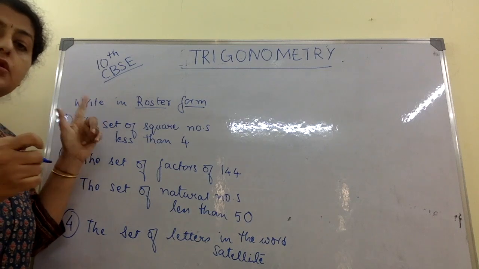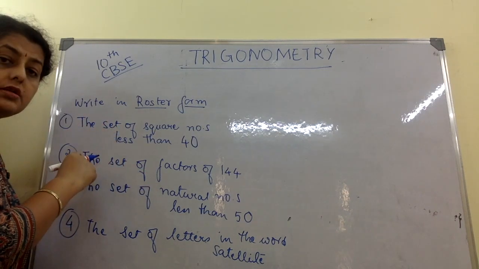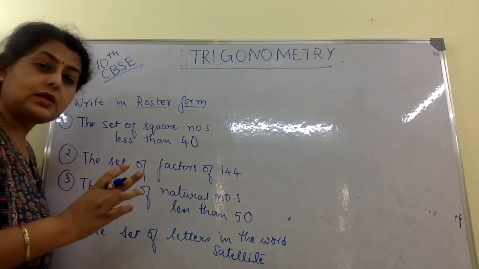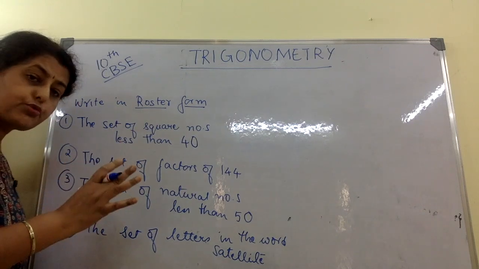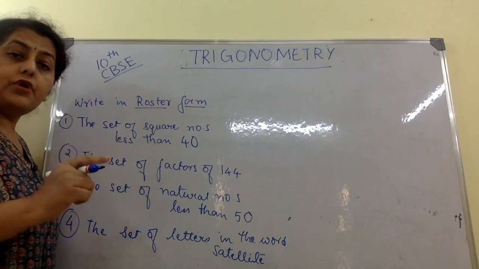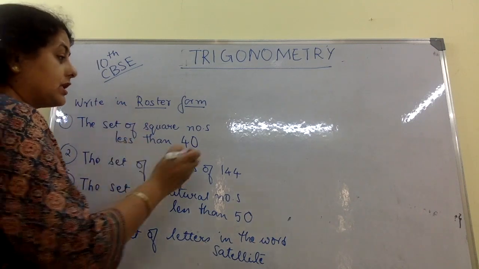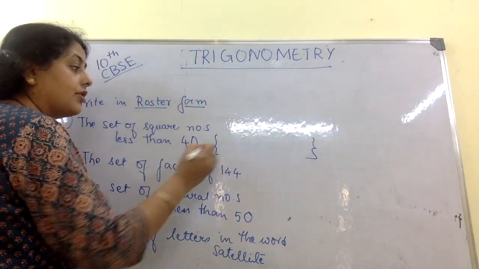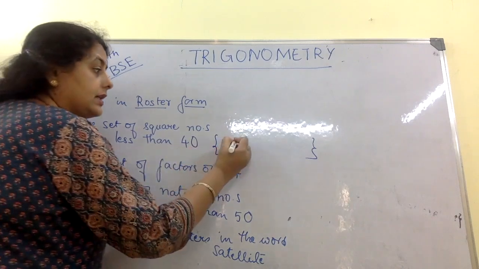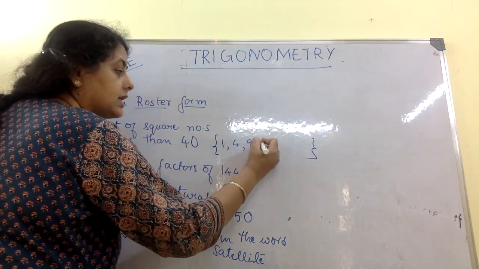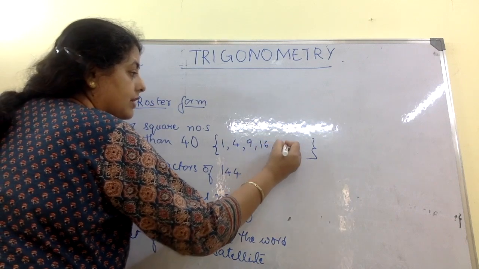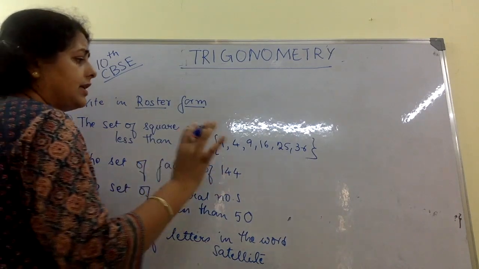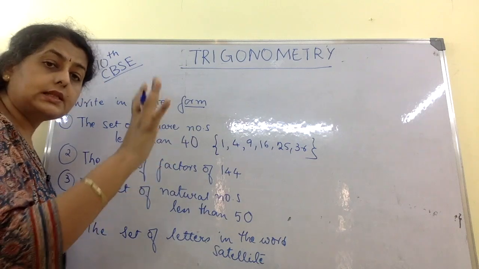Here, write in roster form. This is the first question: the set of square numbers less than 40. When they say square numbers, they are asking for perfect squares less than 40. First, they want a set, so we need the curly bracket. The first square number less than 40 is 1. Then we have 4, then 9, 3 square, 4 square, 16, 5 square, 25, 6 square, 36. We don't have any more. So this is the set of square numbers less than 40.